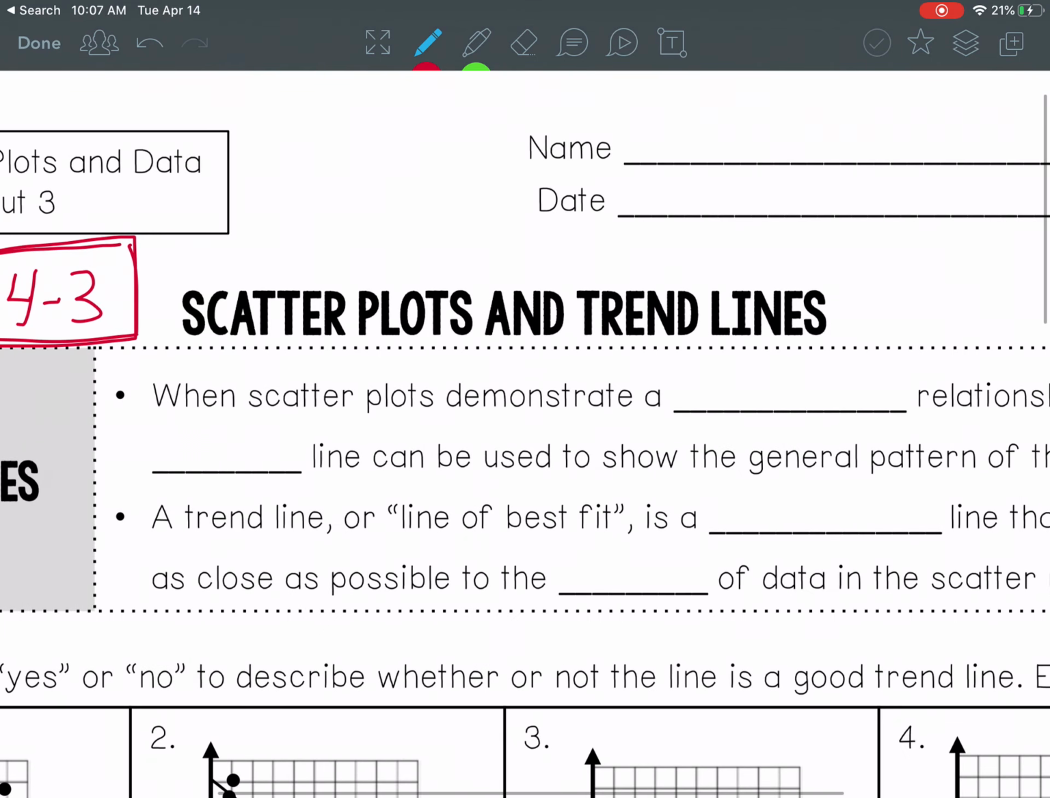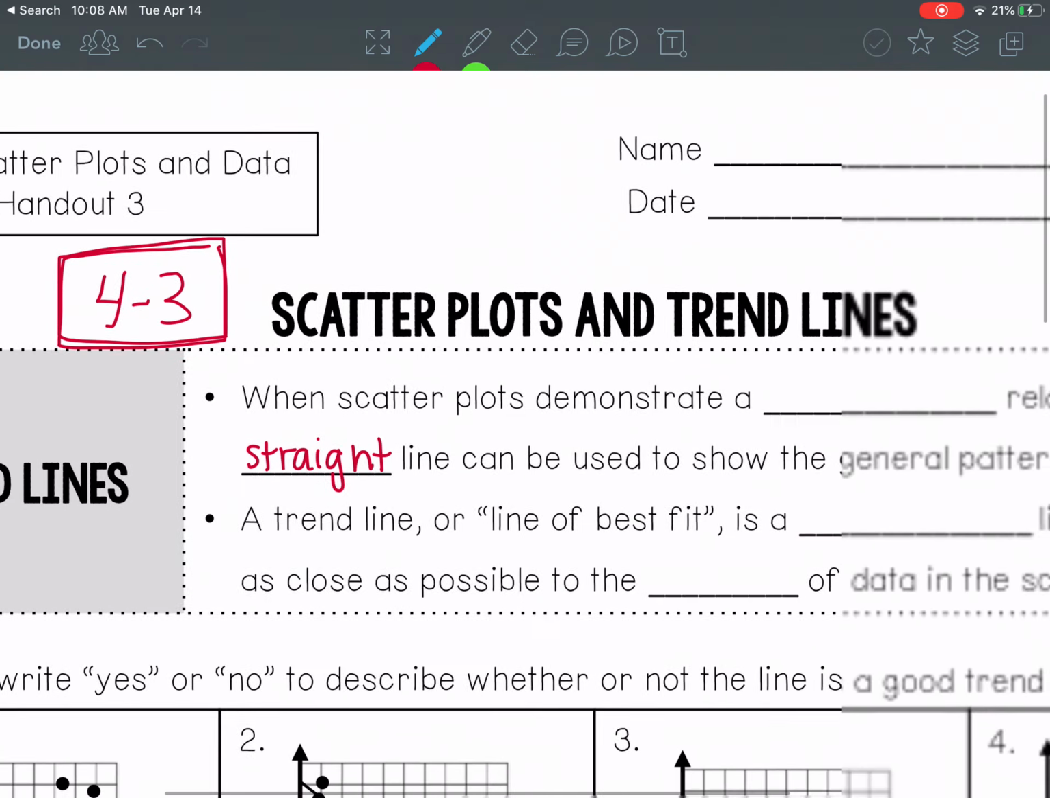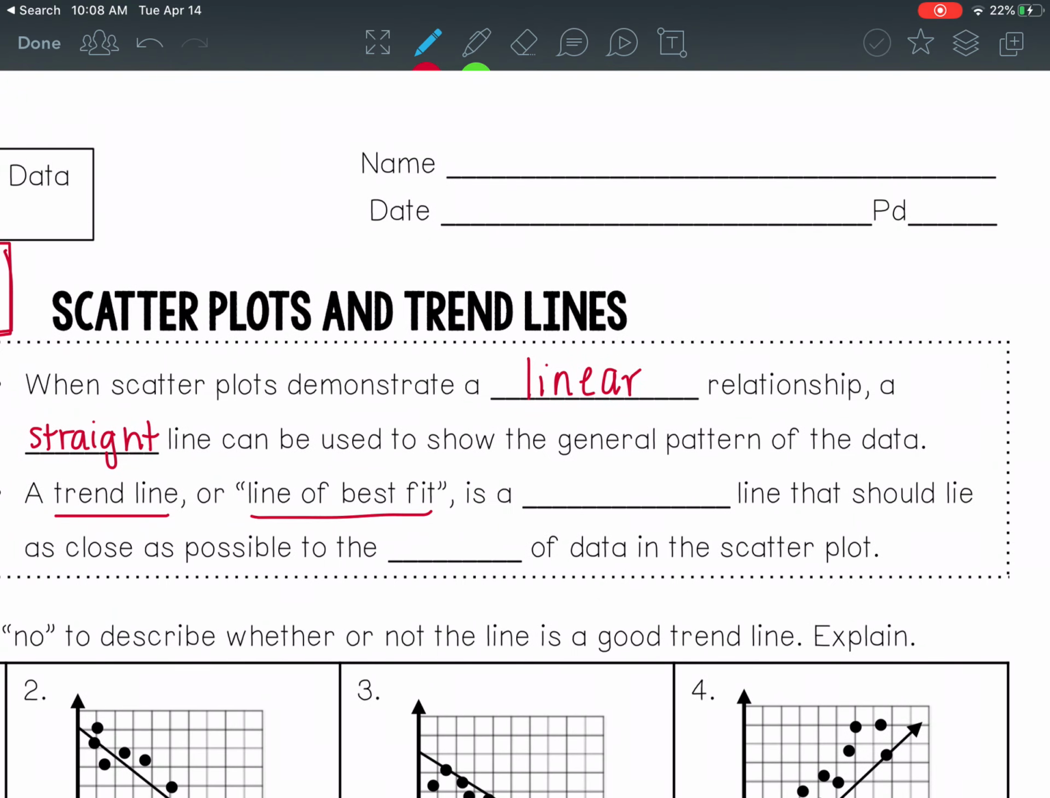When scatter plots demonstrate a linear relationship, so we only do this with linear, not nonlinear, a straight line, linear means straight, so a straight line can be used to show the general pattern of what's happening. We call this a trend line or line of best fit. I will use those words interchangeably. So a trend line or a line of best fit is a straight line that should lie as close as possible to all of the data points in the scatter plot.